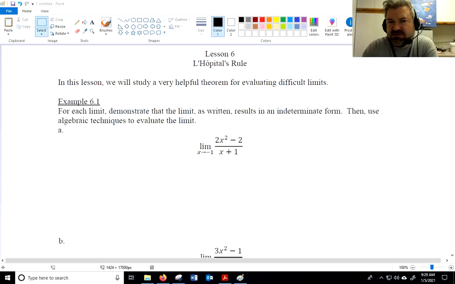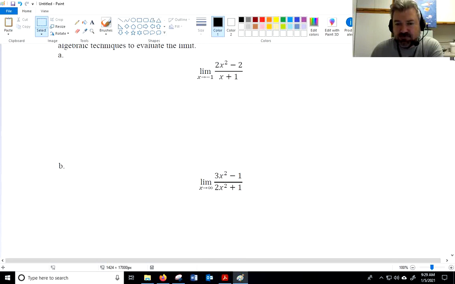We know that a derivative is actually a limit, and we use these derivative rules that we have derived from our limit definition. Now we're going to be able to go back and show how, now that we have those rules, it can help us find some other limits. So we're going to start with a brief review of algebraic techniques. For each limit, I want us to demonstrate that the limit, as it is written, results in an indeterminate form. Then we'll use algebraic techniques just like we've already done before. So a little bit of review here, but it's important.